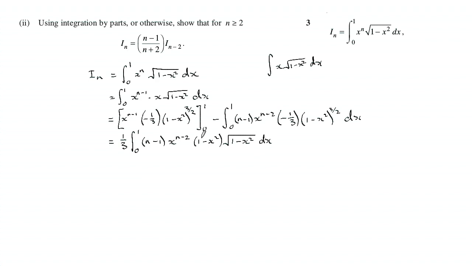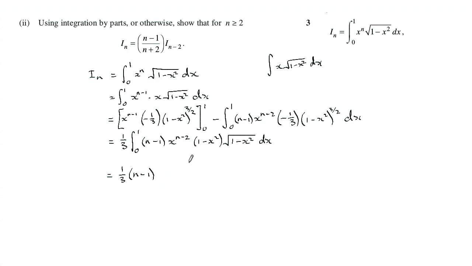And then hope that that works out somehow. We can deal with this 1 minus x squared. But at least now we've got a root 1 minus x squared in there. Okay, so actually I will take the n minus 1 out the front.